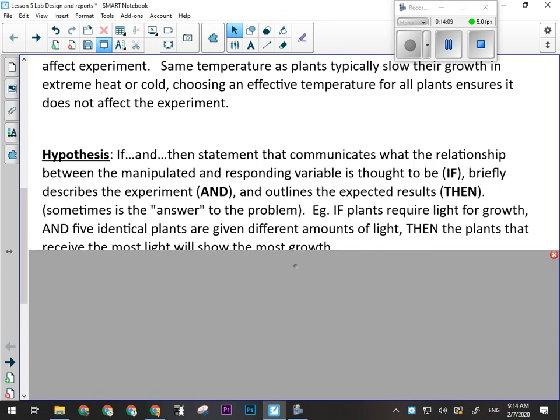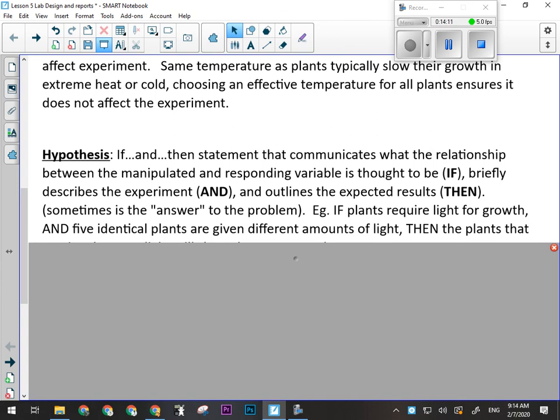The and part talks about the experiment. And five identical plants are given different amounts of light. That's a very general description of my experiment. I'm not doing every little thing in my hypothesis. That's for my procedure. In my procedure, I'll say, get a bunch of 2-liter pots, fill them full with the Home Depot potting soil, and then put the plants in, whatever. That's all the instructions I would put in the procedure. I just need to say, in general, this is what I'm doing here.